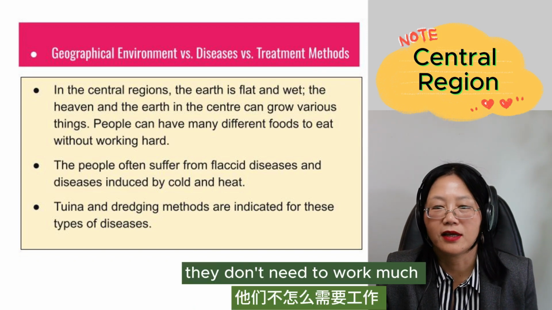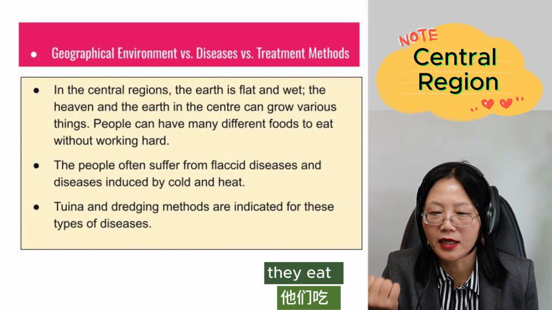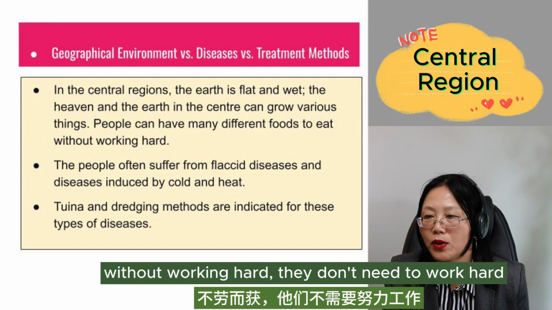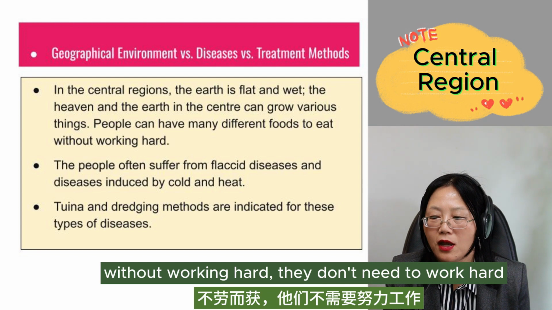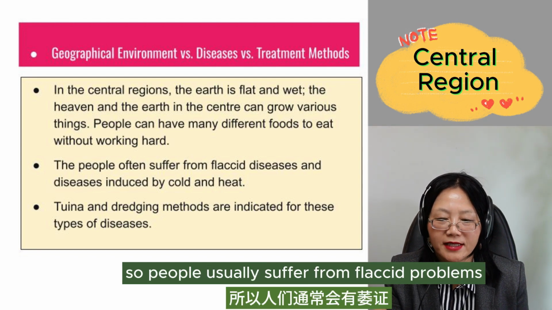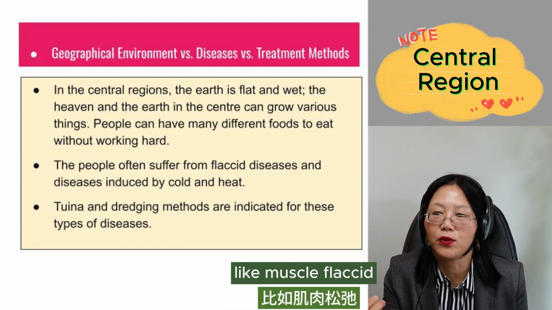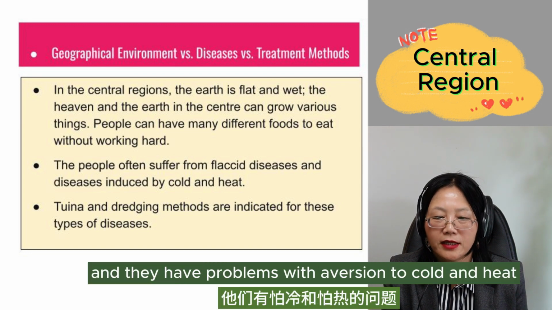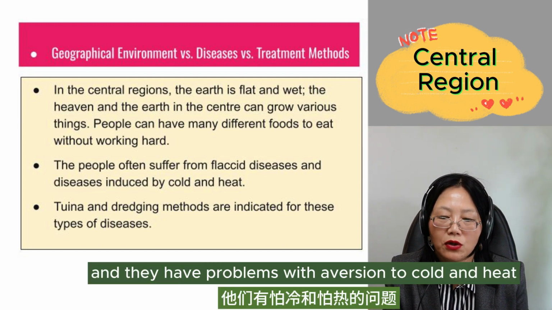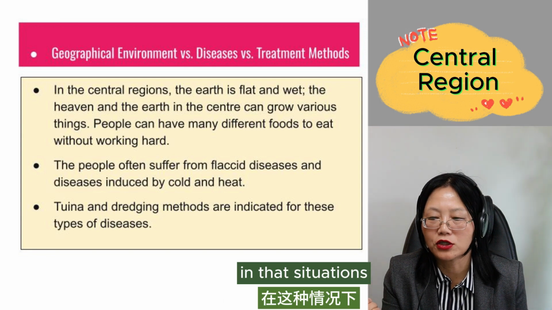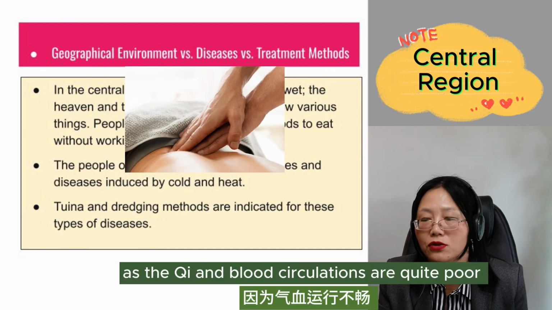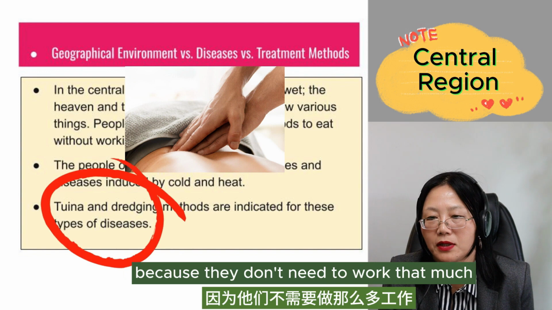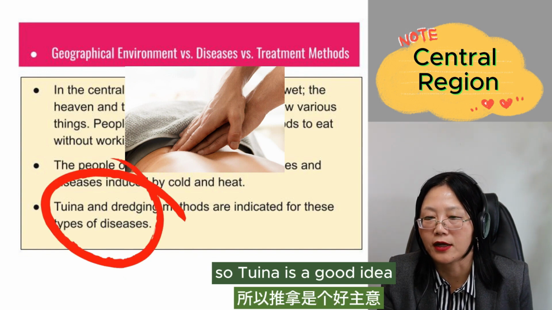You plant things, they grow by themselves. People there, they don't need to work much. They eat rich food, but without working hard. People usually suffer from flaccid problems, like muscle flaccid weakness, and aversion to cold and heat. In that situation, the qi blood circulation is quite poor because they don't need to work that much. Tuina is a good idea.